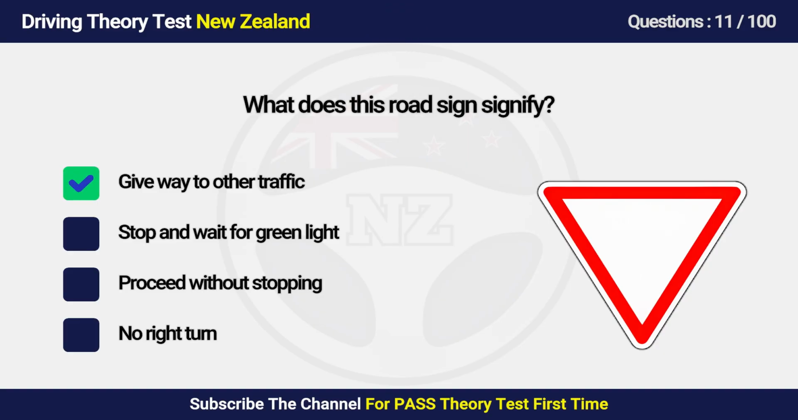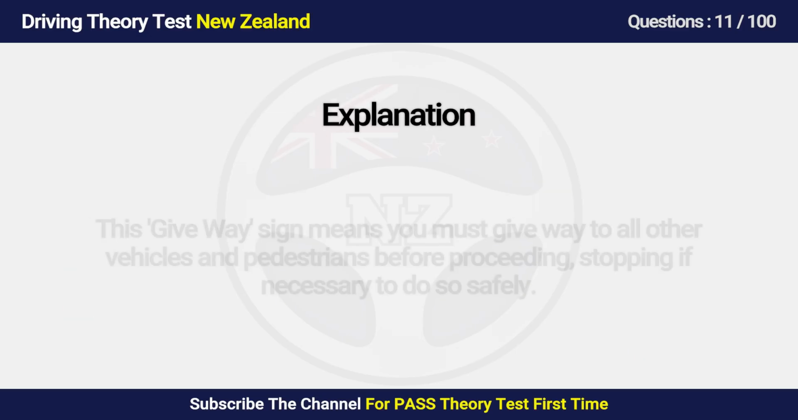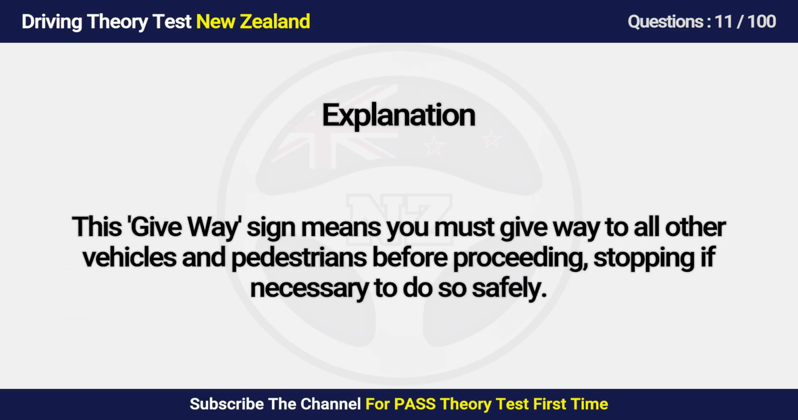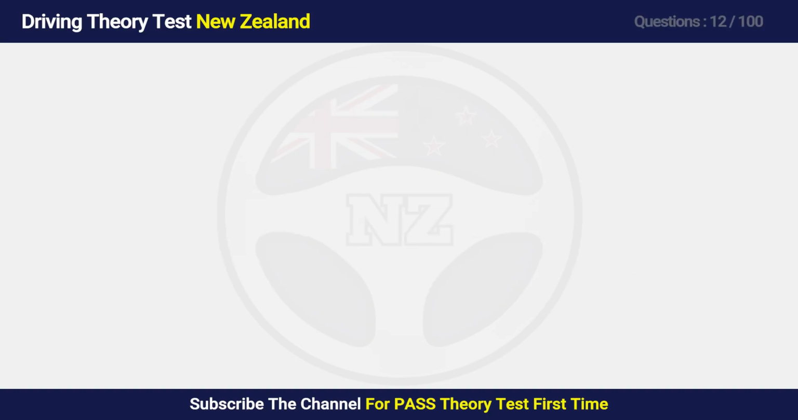Answer is A. Give way to other traffic. This give way sign means you must give way to all other vehicles and pedestrians before proceeding, stopping if necessary to do so safely.